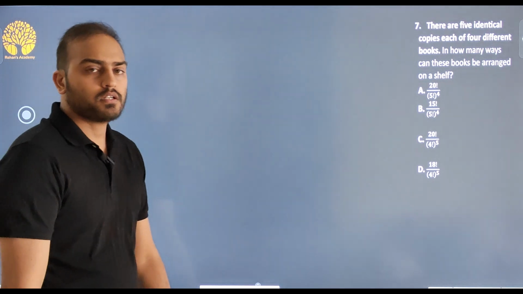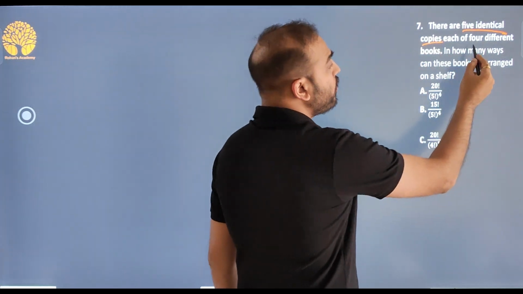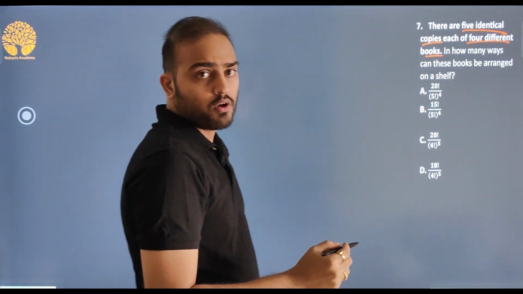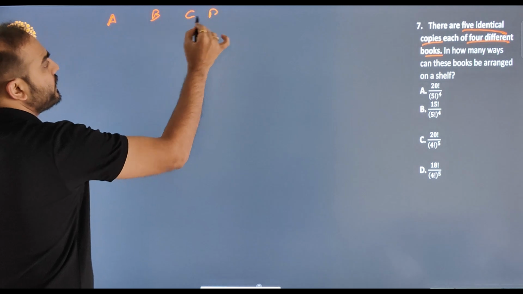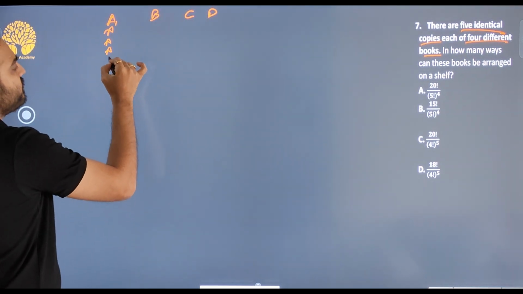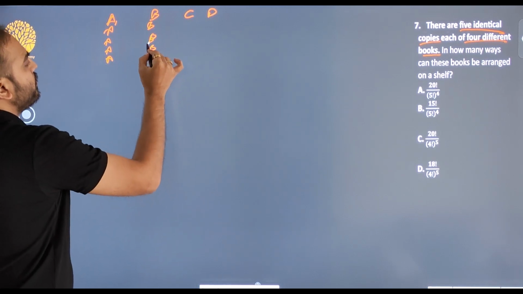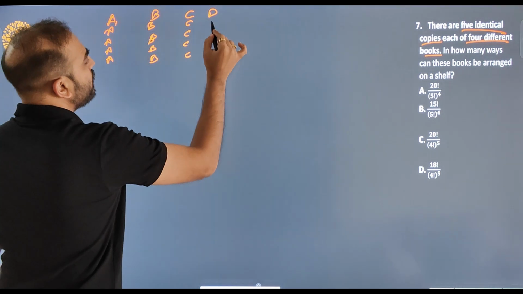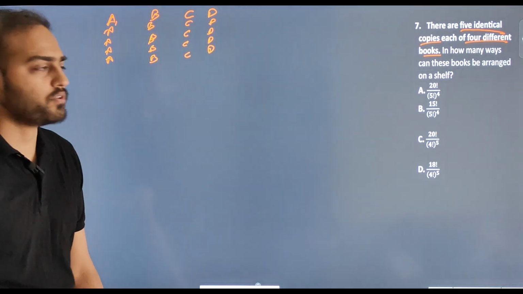You've read the question, right? You will realize we have 5 identical copies of 4 different books. Say the 4 different books are A, B, C and D, and we have 5 redundant copies. So that means I have 5 A's, 5 B's, 5 C's and 5 D's. These are the 20 books that I have.